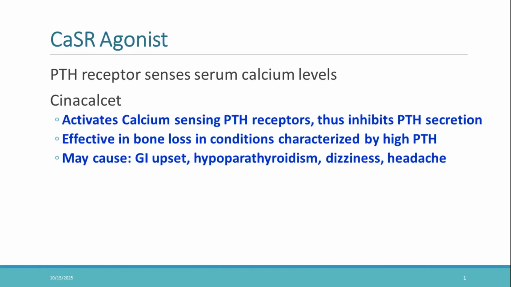Recall that parathyroid hormone receptors are calcium sensitive. Now, calcium-sensing receptor agonists, such as cinacalcet, stimulate the calcium-sensing receptors to induce the bone remodeling units, but also inhibit the parathyroid hormone secretion due to a negative feedback mechanism. It may cause GI upset and hypoparathyroidism because it inhibits the PTH secretion.